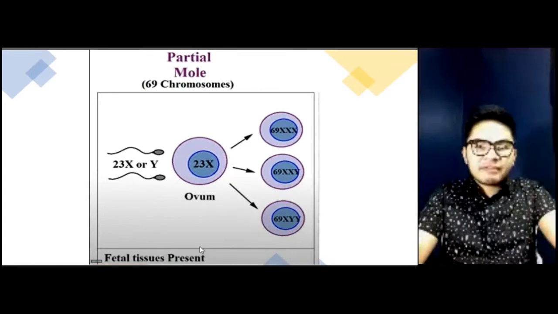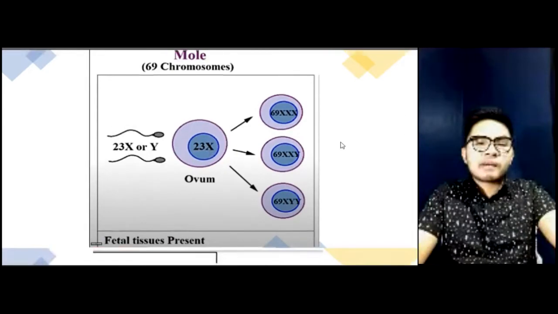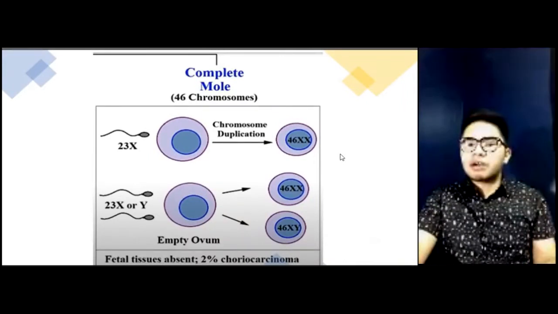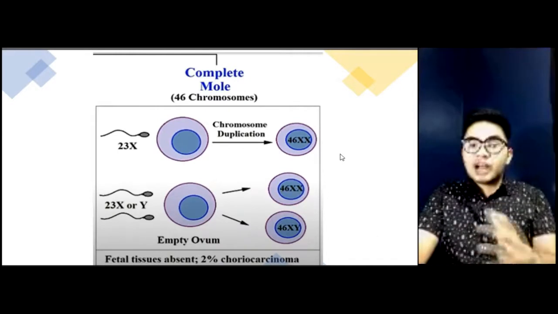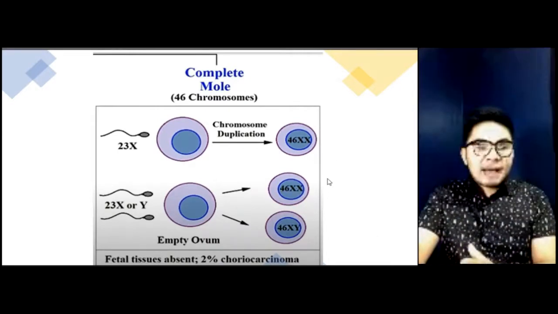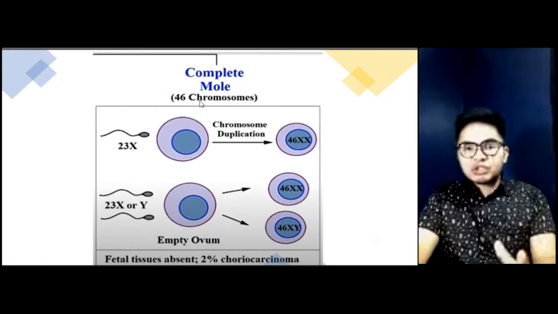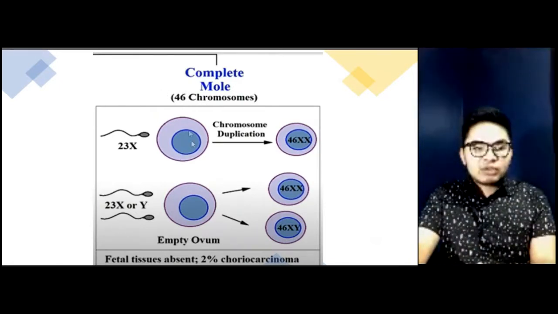Therefore, there is the presence of fetal tissues in partial mole. Okay? Merong ambag yung babae, 23X chromosomes. Moving to the complete molar pregnancy, as I have said earlier, in the partial molar pregnancy, the fetal tissues are present. However, what happens in the complete molar pregnancy is that the fetal tissues are absent. Makikita nyo dito, wala na yung 23X chromosomes. Walang fetal tissue ang nabuo.